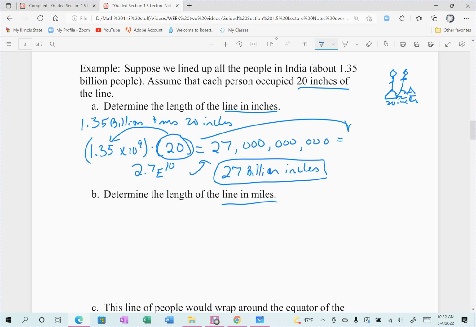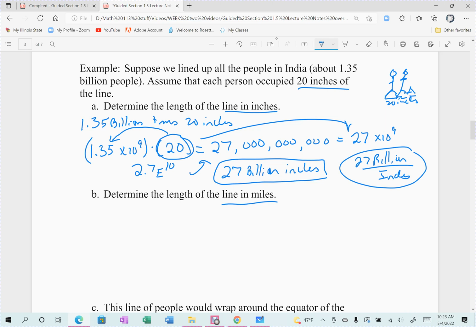So you take just the 1.35 times 20, and that would give you your 27 times 10 to the ninth, or 27 billion if we rewrite it as billions, because that's the easier way to talk about it, right? 27 billion inches. I've got to put my inches up here. All right, so the people of India would occupy 27 billion inches of space. That's a fairly large number.